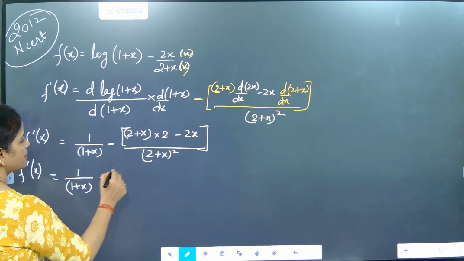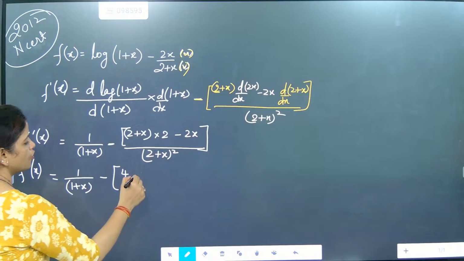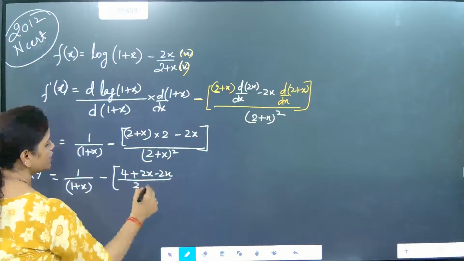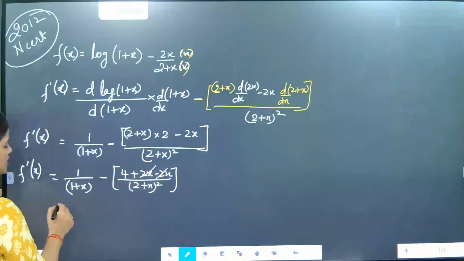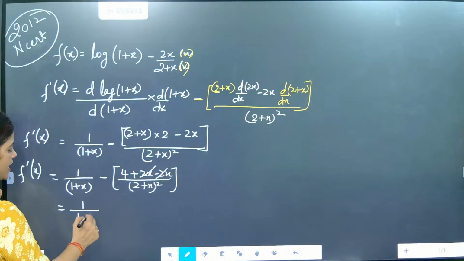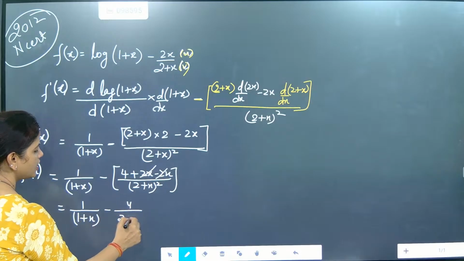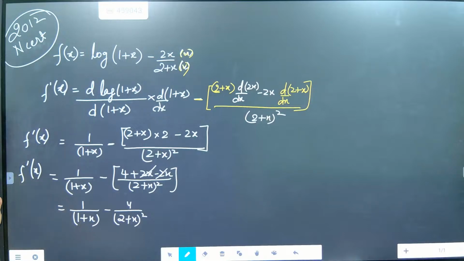Now look here. Minus 2 multiplied by 2, how much is it coming? 4 plus 2x minus 2x by 2 plus x whole square. Now this and this will get cancelled. So 1 by 1 plus x minus 4 by 2 plus x whole square. Then after this also we need to solve.